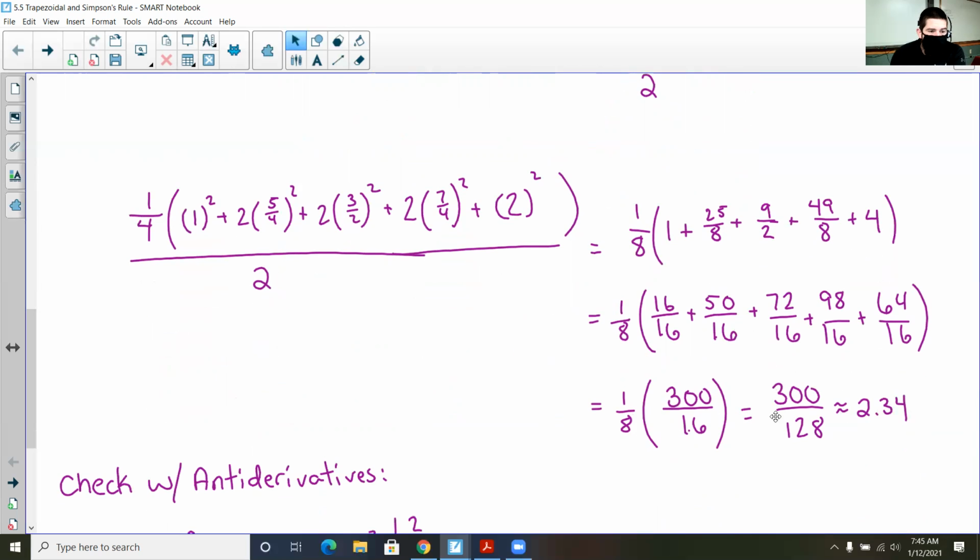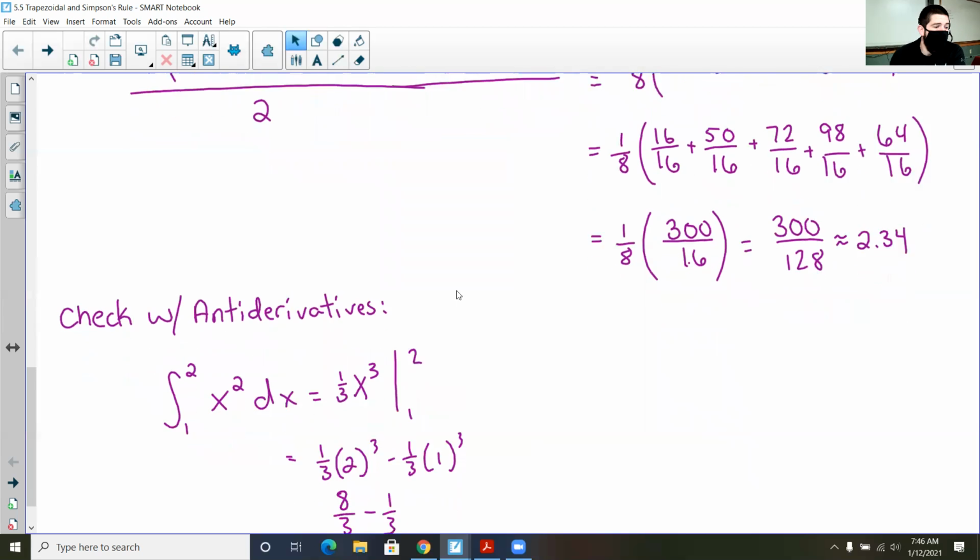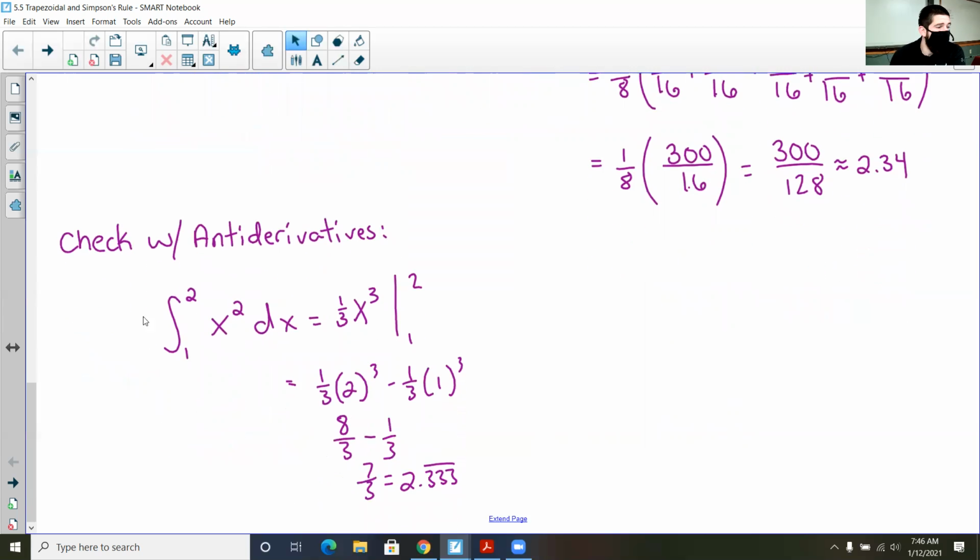Now, that is using the trapezoidal rule. If I want to check with antiderivatives to see how exact my answer is, or how accurate, I guess I should say, the antiderivative of x squared is 1/3 x cubed. I evaluate it from 1 to 2, and I get 2.3 repeating, which is pretty darn close to my approximation using these trapezoids. So just to show you how close they are in answers.